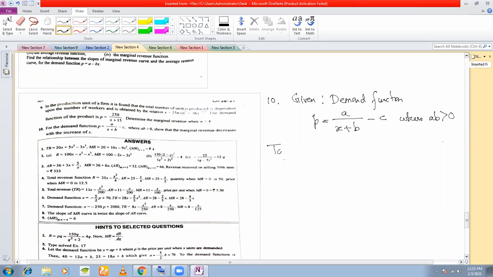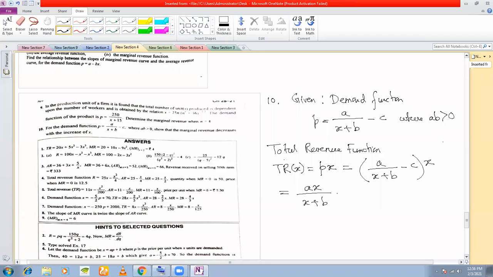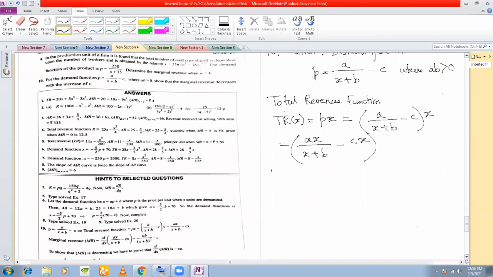So first of all, total revenue function. TR of X is equal to price per unit into output. What is the price per unit given? A by X plus B minus C, into X. So you get AX by X plus B minus CX. Right? This is what you are getting, the total revenue.